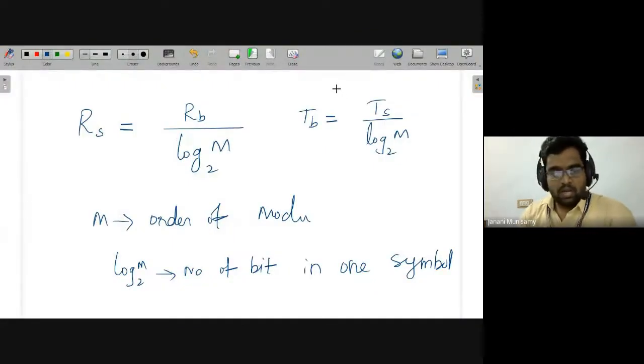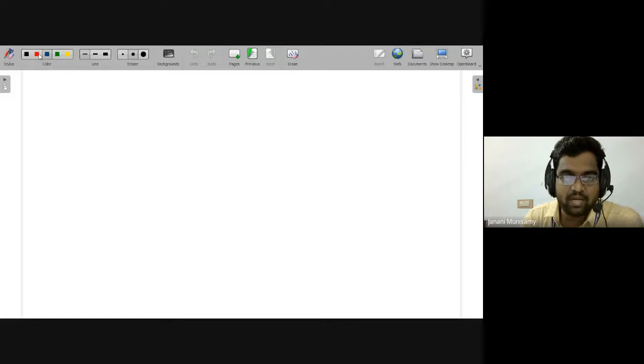The next, we'll go for QAM, quadrature amplitude modulation. Or before that, we'll discuss the variant of PSK, that is DPSK, differential phase shift keying.